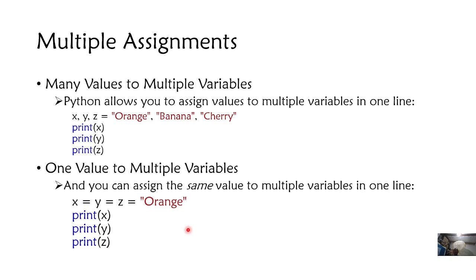One value to multiple variables. What it means is here, multiple variables can be assigned one value. So here we are saying that x is equal to y equals z equals orange. First of all, z has been given the value orange. Hence, y has been given the value of z, which is orange. Since y has been assigned z, whose value is orange, then x, which has been assigned y, will also have the word orange.